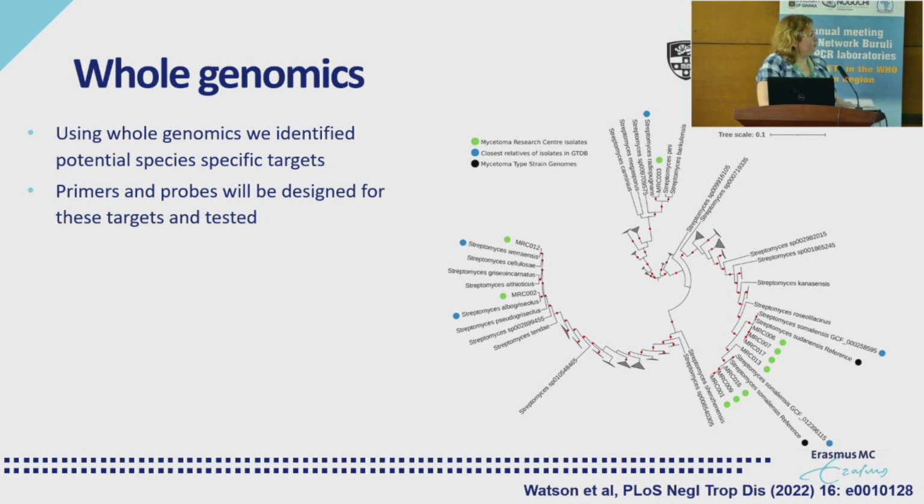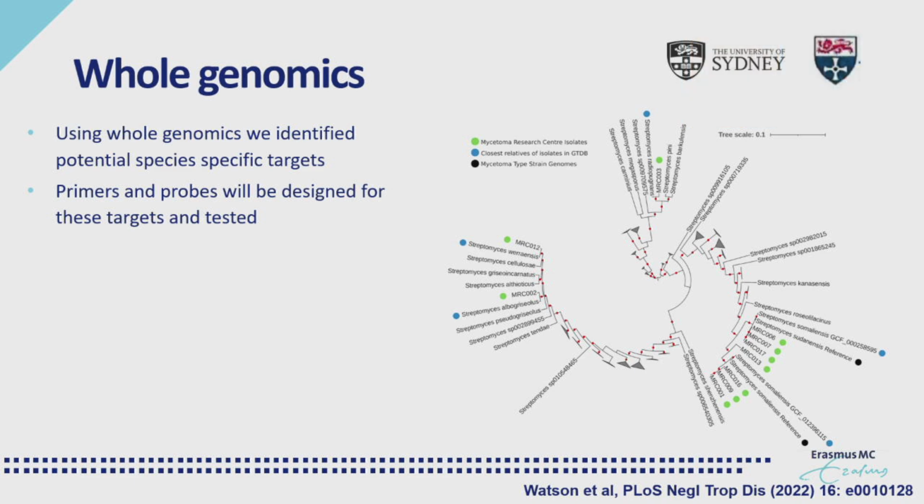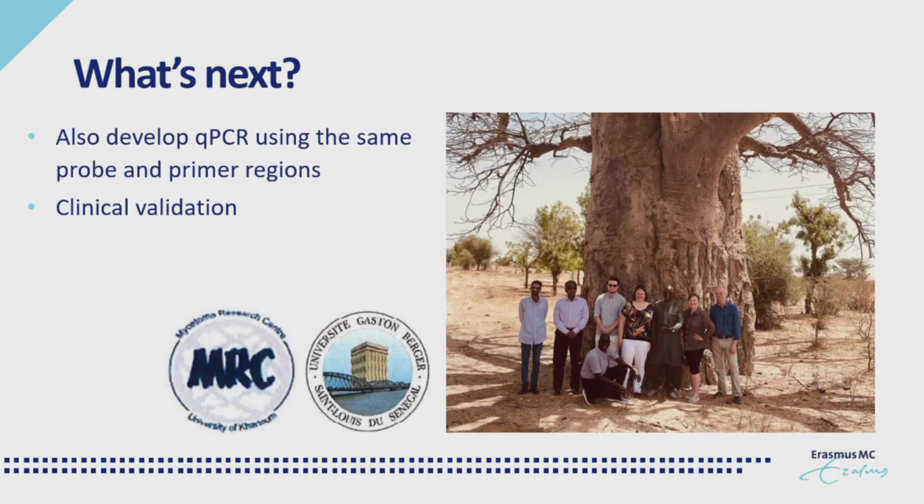And we did a comparative genomics approach, as you can see over here, to find more suitable targets so that we can also make a species-specific RPA. And after that, we will clinically validate at the Mycetoma Research Center and at the University Gaston Berger in Senegal to see if this will also work in a clinical setting.